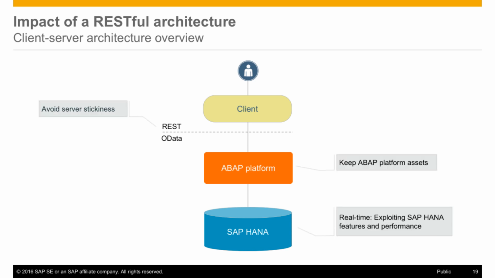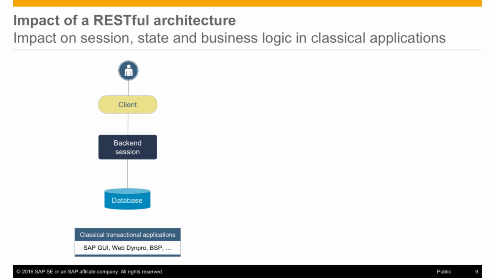So, and with that one, we achieve the three things. We avoid the server stickiness, we keep our ABAP platform assets, and we are using HANA features on a high-level picture. So, but what is now the impact with regards to the state?